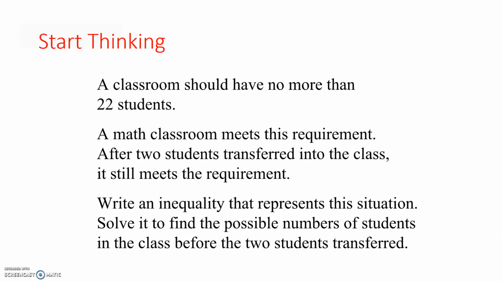All right, welcome back. So for the start thinking activity, you need to build an inequality based on the situation. So let's think about this. A classroom should have no more than 22 students. All right, so what does that mean? That means that the maximum amount of students that a classroom can have is 22.